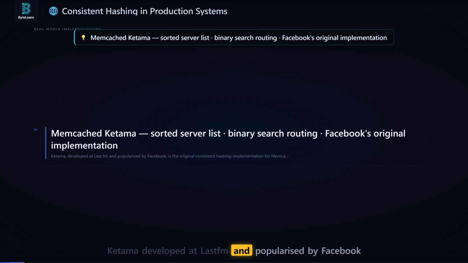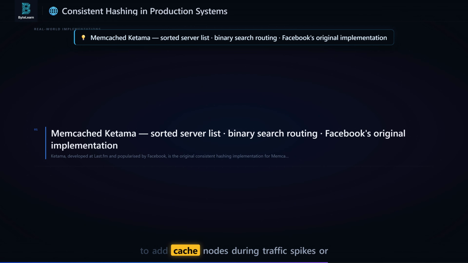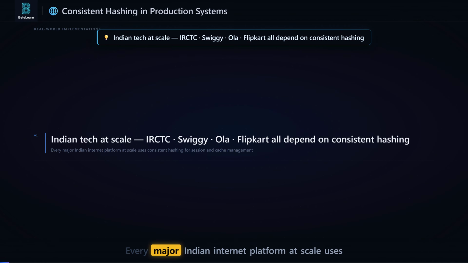Swiggy, Flipkart, and PhonePe use Redis Cluster for session management and real-time rate limiting at millions of requests per second. Ketama, developed at last.fm and popularized by Facebook, is the original consistent hashing implementation for Memcached. It uses a sorted array of server positions and binary search for routing, O(log n). Facebook used Ketama to manage pools of over 100 Memcached nodes, routing hundreds of millions of requests per minute. When they needed to add cache nodes during traffic spikes or infrastructure expansion, Ketama guaranteed that only 1/n of cache entries went cold. The rest remained warm.